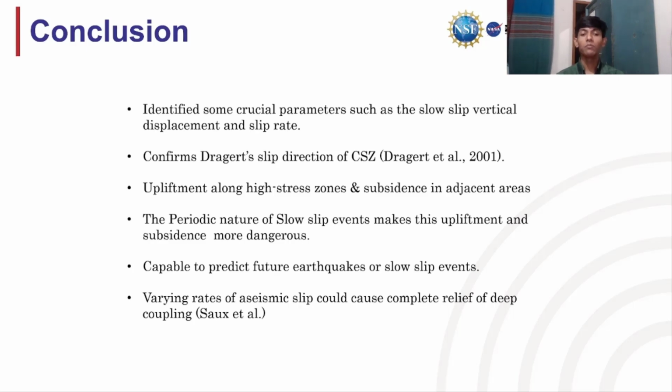Our model has the capability to predict future slow slip events, which in turn could predict future earthquakes. By incorporating the findings of our modeling and simulation with the previous data, we can see that the varying rate of seismic slip could cause complete relief of deep coupling, which in turn could generate a mega earthquake in the Cascadia subduction zone.